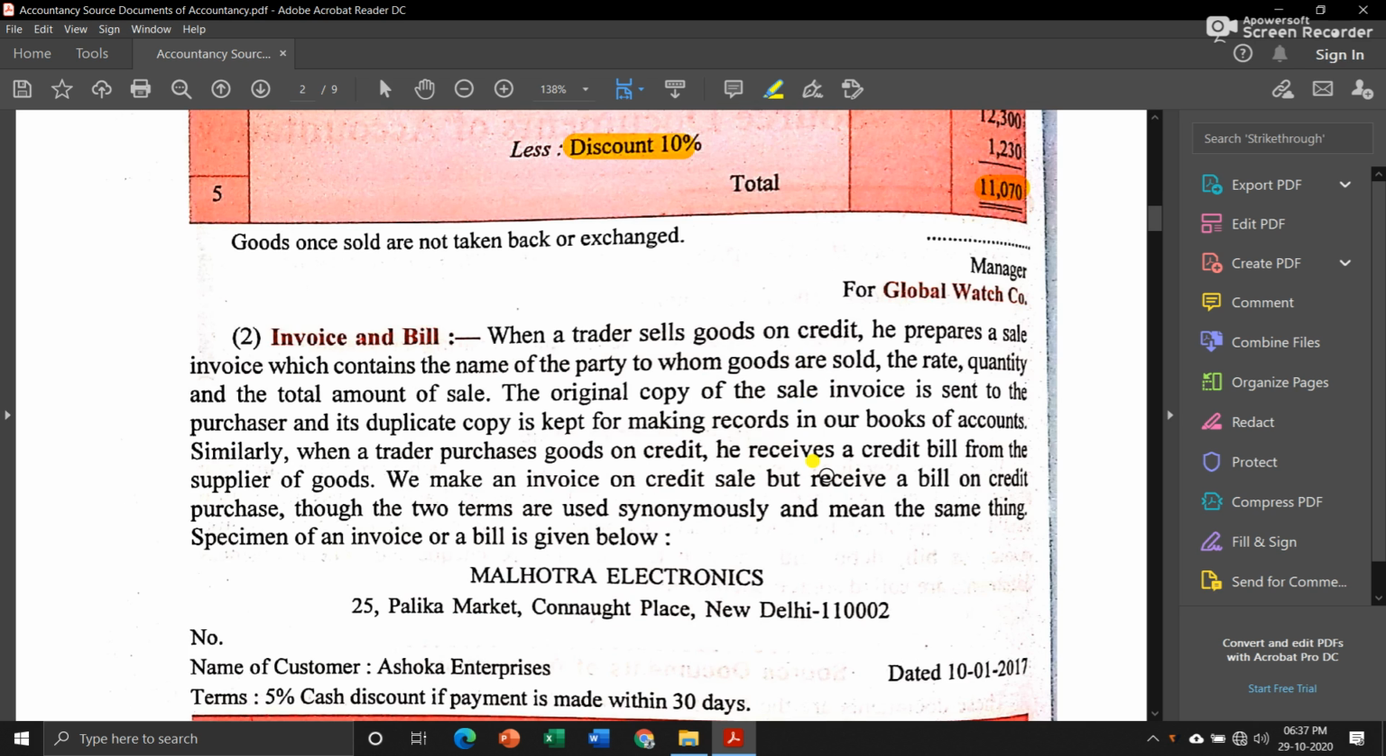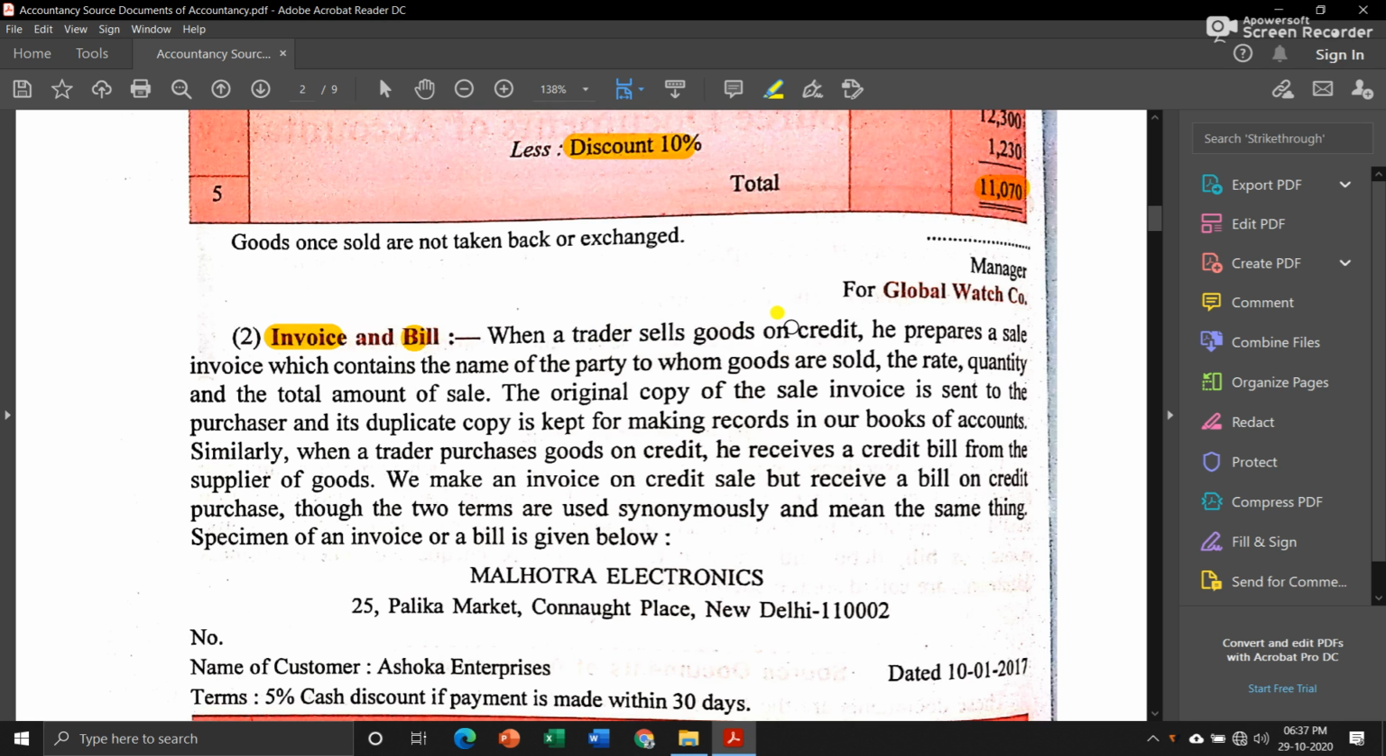Now let us see what is meant by invoice and bill. Now we have seen that all the cash transactions will be supported by cash memos. What about credit sale and purchases? Now all those credit transactions, the source for those transactions will be either invoice or bill. Now let us see what is invoice and what is bill.